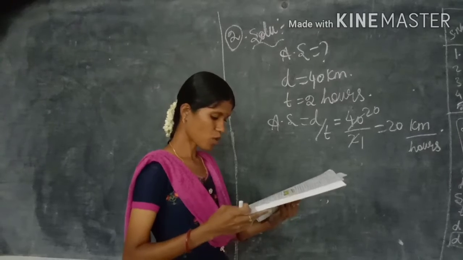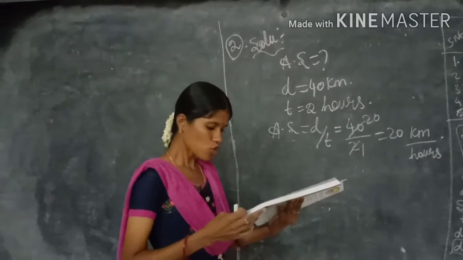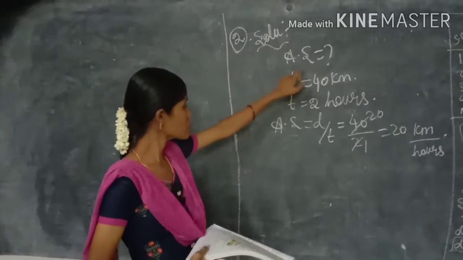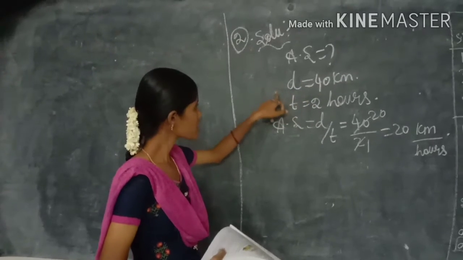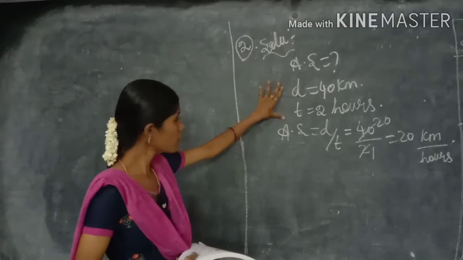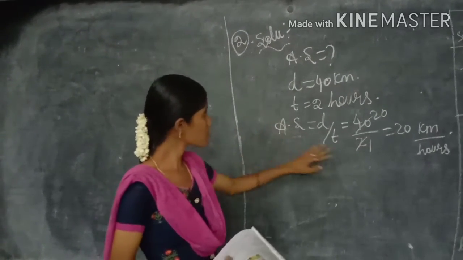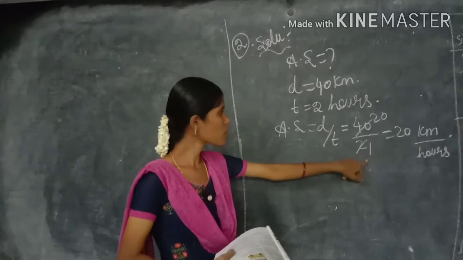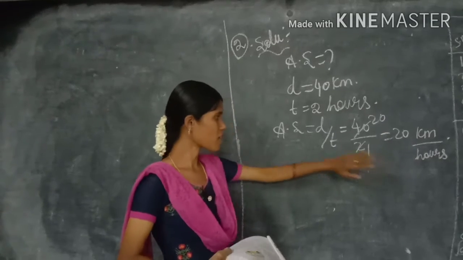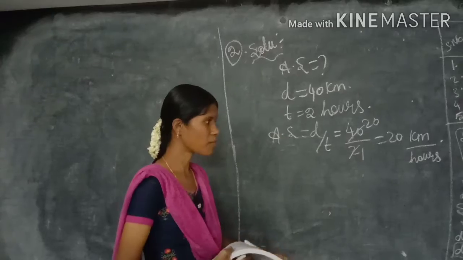The second problem is: Priya rides her bicycle 40 km in 2 hours. What is her average speed? The distance is 40 km and the time is 2 hours. These two are the given data in the problem. So the average speed is distance by time, which is equal to 40 by 2. 20 twos are 40. So that is equal to 20 km per hour. The average speed of Priya is 20 km per hour.